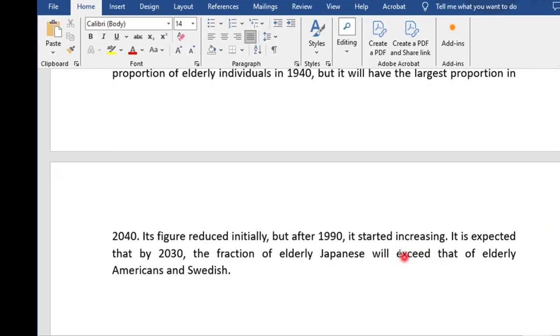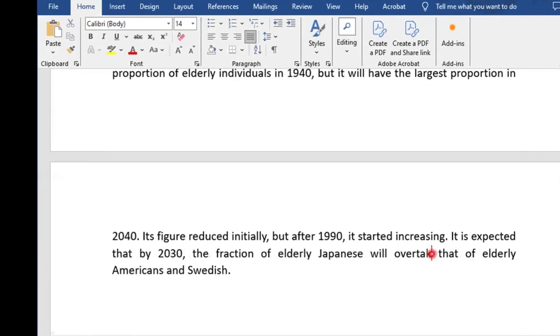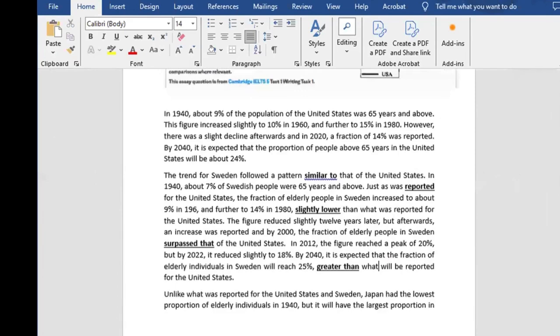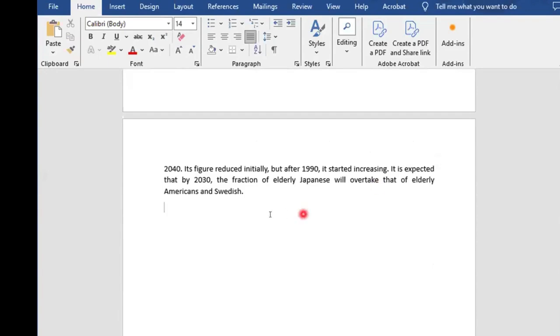It will exceed, or let's say it will overtake. Let me put it that way. Overtake. In other words, it's going to overtake. That's what we are seeing in this graph here. That overtaking happens from here all the way till here. And by 2040, it will be greater. It will be at what? That's 20. This thing looks like 27.